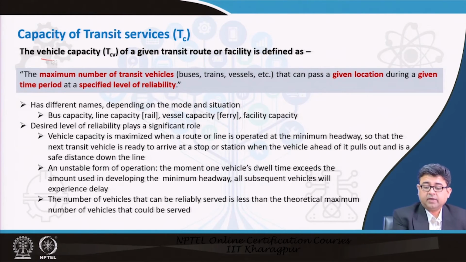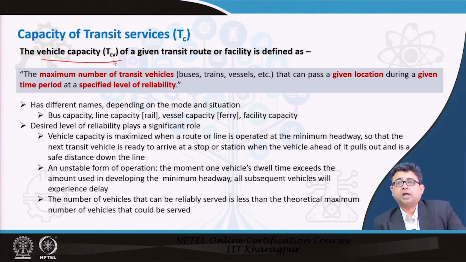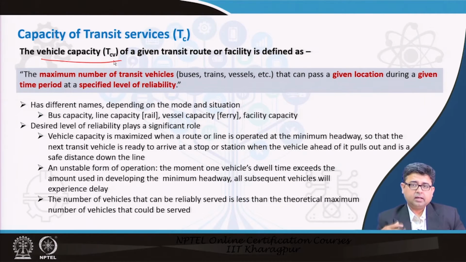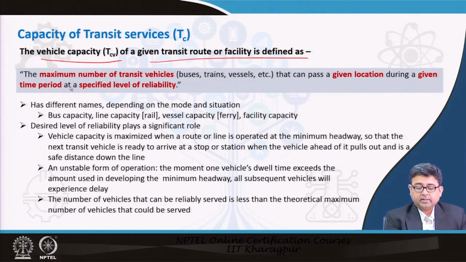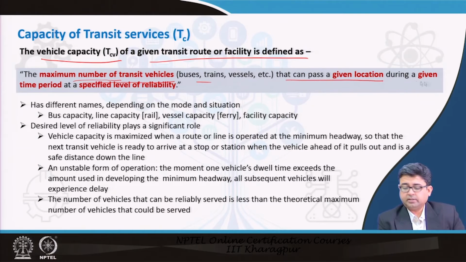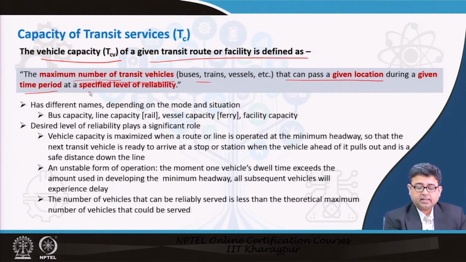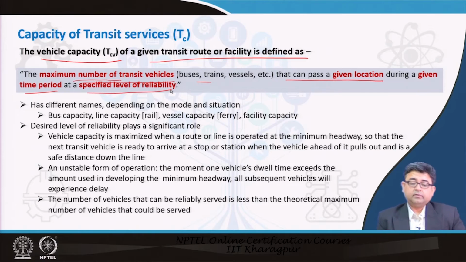Then comes the vehicle capacity. So, now if you know how many people can be carried as person capacity, you also may want to know what is the vehicle capacity of a given transit route or facility. Now, how is it defined? It is defined as the maximum number of transit vehicles, buses, trains, vessels, etc., that can pass a given location during a given time period at a specified level of reliability.